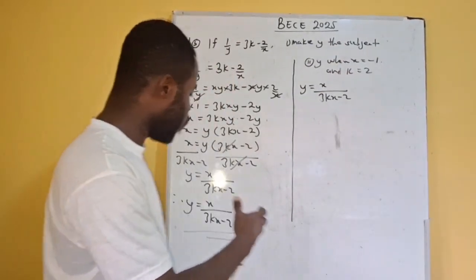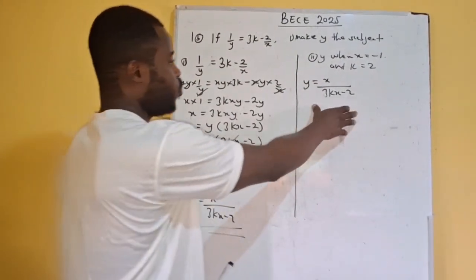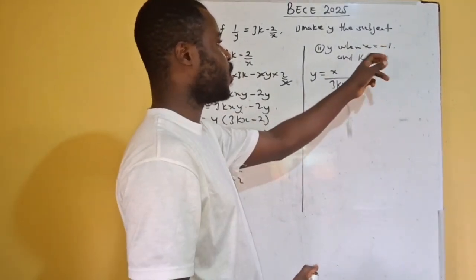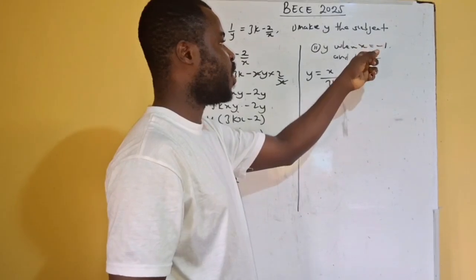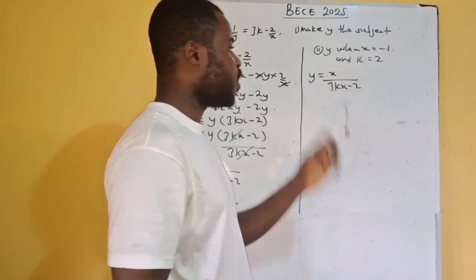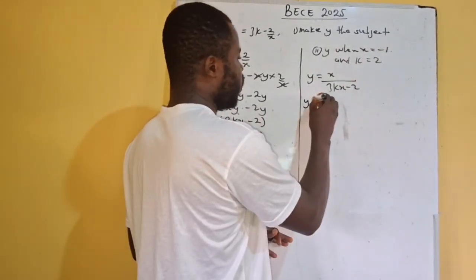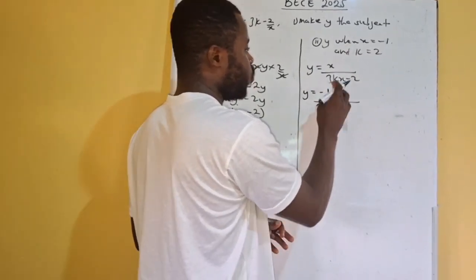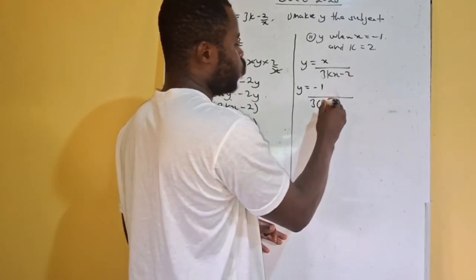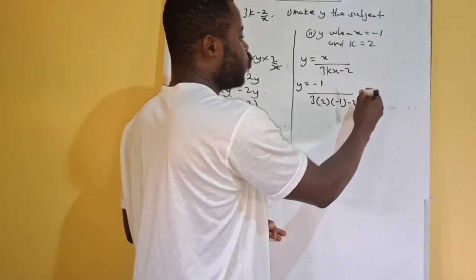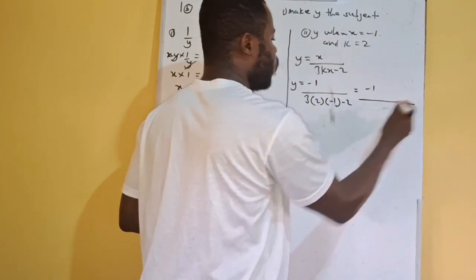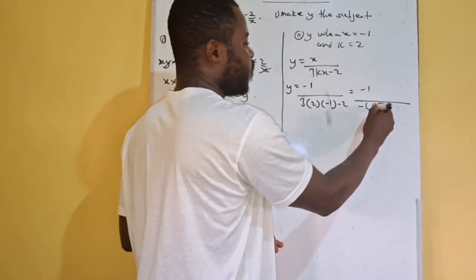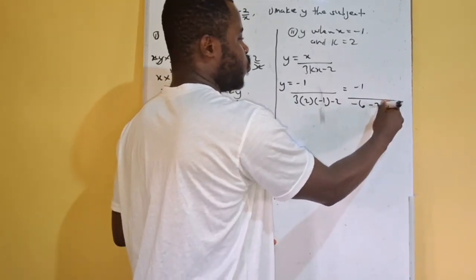The y that you have solved here, this is what we have brought here. So you substitute these values wherever you see x, negative 1, and 2 wherever you see the k. So x here is negative 1 all over 3. This one together means they are multiplying. So k is 2 times negative 1 minus 2. So negative 1 all over, now 3 times 2 is 6. 6 times negative 1 is negative 6, minus these 2.